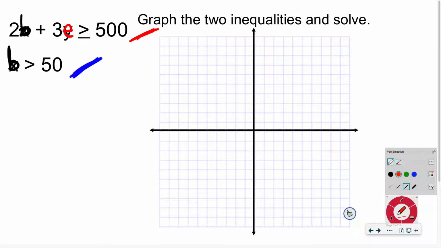Okay, right. How are we going to graph that? 2b plus 3e is greater than or equal to 500. What are our options for graphing? Are we allowed to change it? What do you mean change it? The slope intercept. You can.